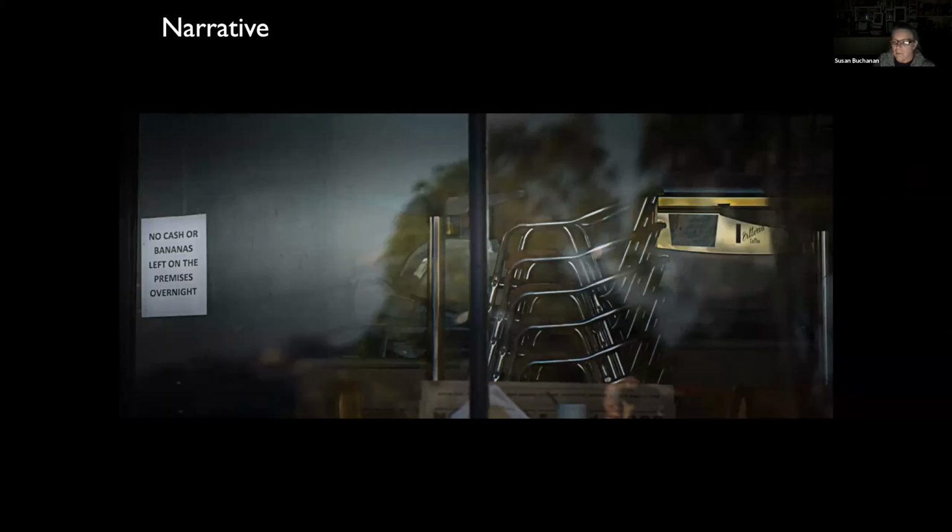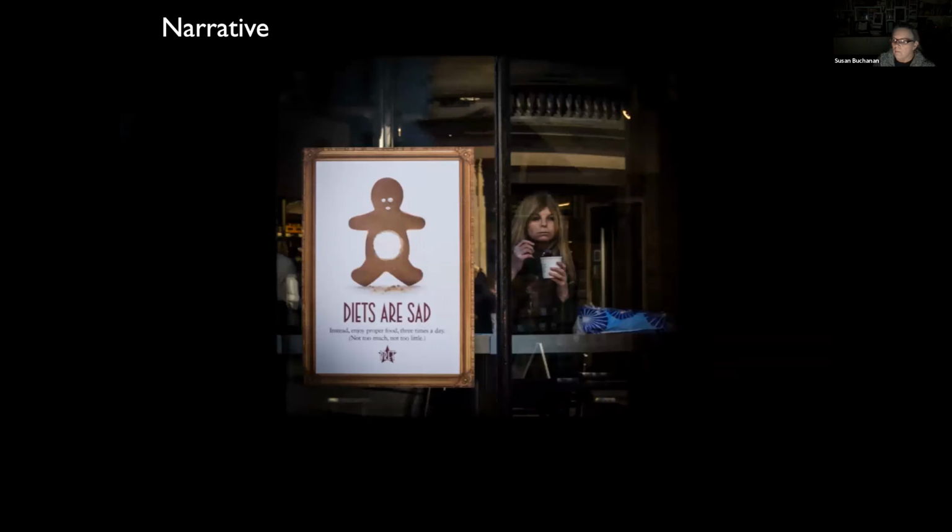Text can be an important compositional tool. I deliberately left that right onto the edge so that it wouldn't dominate the image, but it would inform it greatly as to the context. And here's another one where text is so important, but without the accompanying figure would be nothing.